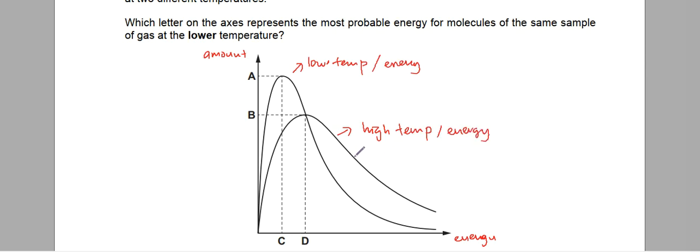Why? Because the high temperature condition has a greater proportion of molecules in the higher energy region. So when the temperature is low, most of the molecules are concentrated in the low energy region. So we are looking at this curve here, and the axis represents the energy. We are concerned about the energy of the curve with the lower energy, so we are looking at this point here.